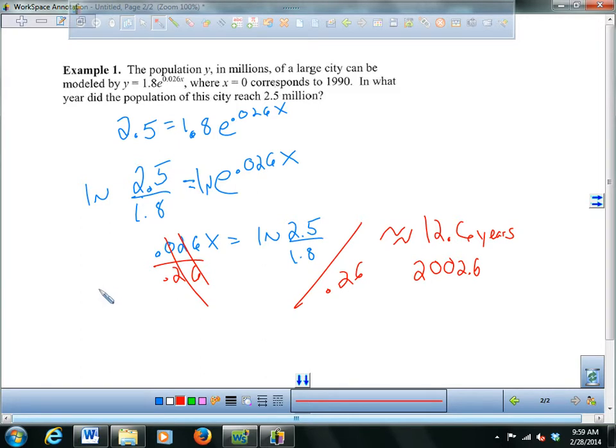Yes, Marcus. Shouldn't you divide by 0.026, not by just 0.26? Yeah, sorry. Yeah, I did that when I did it. Okay. Sorry about that. Thank you. Okay, you're good on that one?